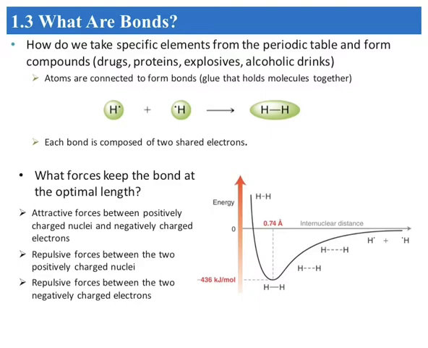So this balance point, we call that bond distance. At this point, the energy of the system becomes minimal. After this point, if the hydrogen atoms keep coming together, the energy of the system increases because the repulsive forces get very important and the whole molecule becomes very unstable. So this is the balance point, the bond distance that holds the atoms in the molecules together.